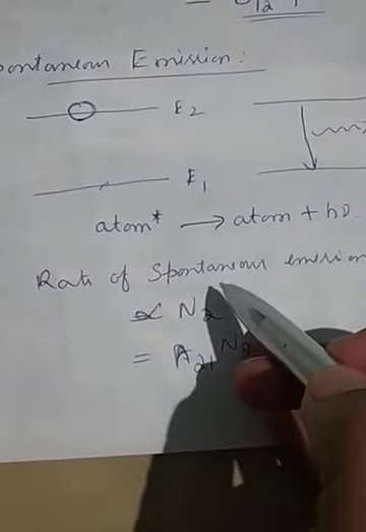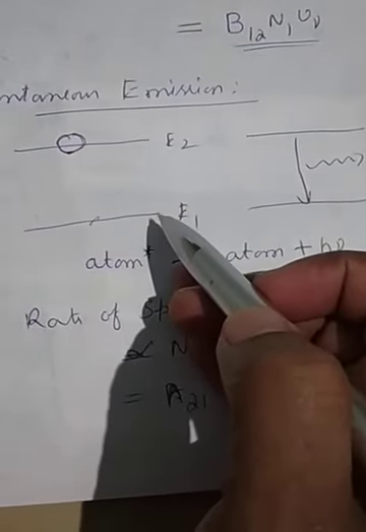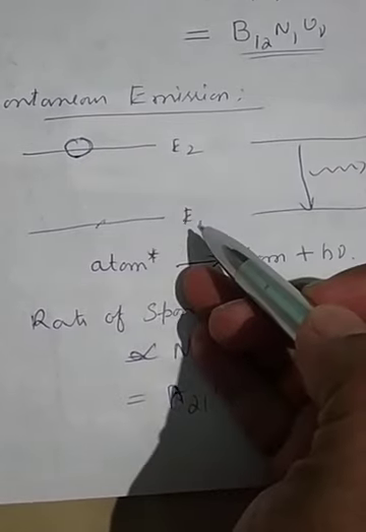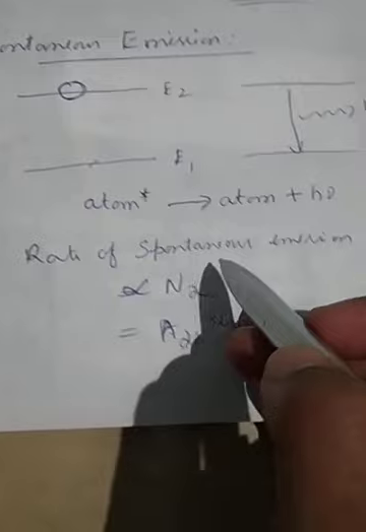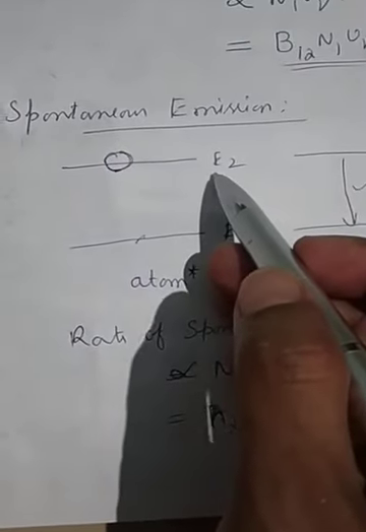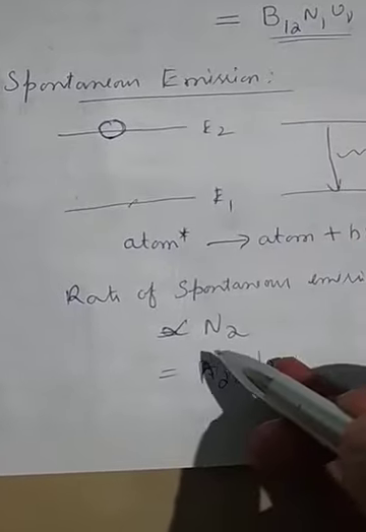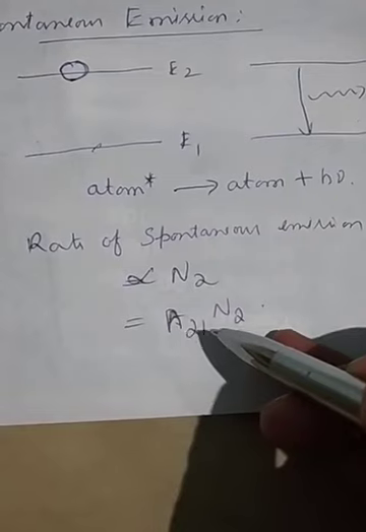How many spontaneous emissions will take place per second per unit volume? That I call the rate of spontaneous emission. Again let there be N1 atoms in E1 and N2 atoms in E2. Then the rate of spontaneous emission is proportional to the number of atoms available in the higher level, so it is proportional to N2, or equal to A21 N2.